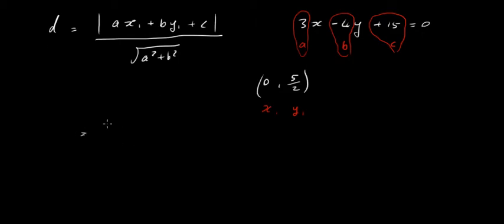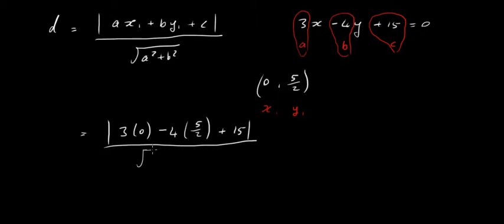So all you've got to do is put all of this into this equation here and work it out. So what do we get? The modulus of a, which is 3, times x1, which is 0, plus b, which is minus 4, times our y1, which is 5 over 2, then we'll have our plus c, which is plus 15. All of that over the square root of our a, which is 3 squared, plus b, which is minus 4, squared. Okay, so let's just work this out.